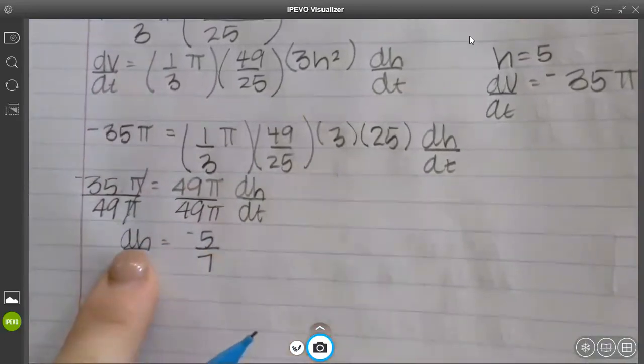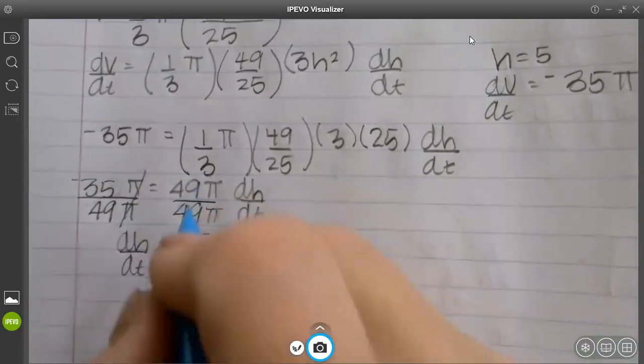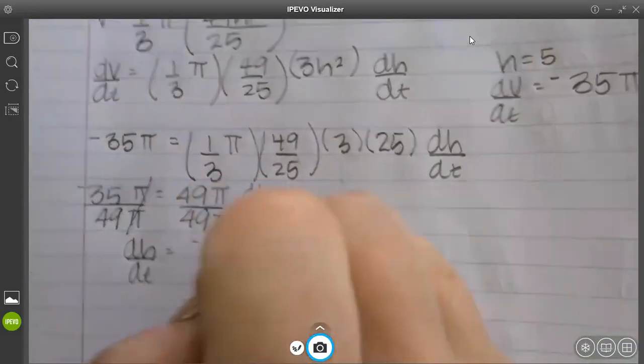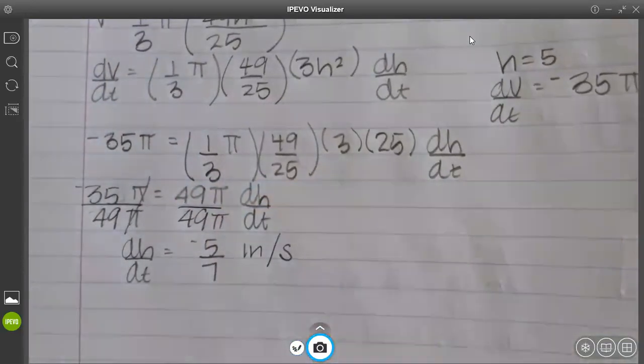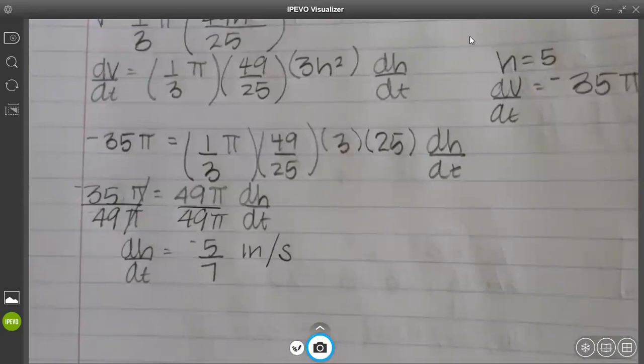What was our height units? Inches. What was our time? So inches per second. Any questions? All right, number 6.